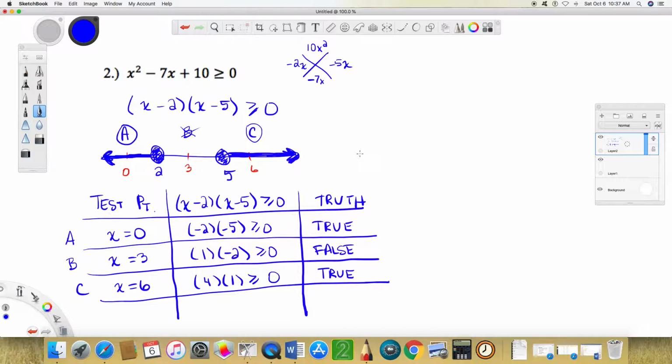To write that as an inequality, I would have x less than or equal to 2. I need that "or" statement because I'm either in this interval or this other interval, x greater than or equal to 5. And so here's my final answer, and there's a graph of that answer.